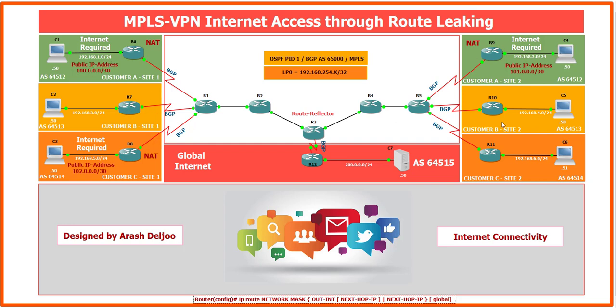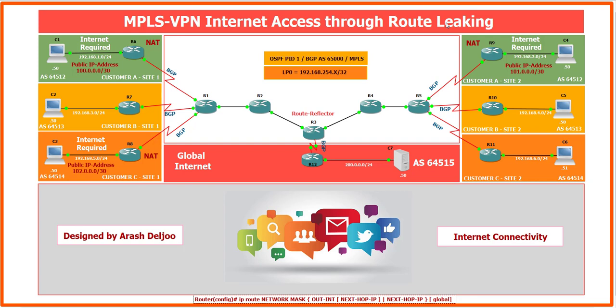customer B site 1, site 2, and C site 1, site 2, as you learned in the previous video. I'm going to configure with a Notepad file because it is faster. And after that, we can talk about how we can configure internet access in this scenario. But don't forget, we can give internet access to our customers with MPLS VPN with 3 methods. The first method is route leaking. In this video, I'm going to talk about the first method, route leaking.